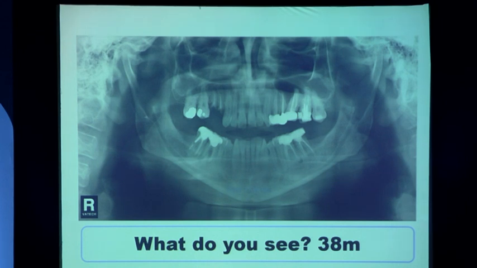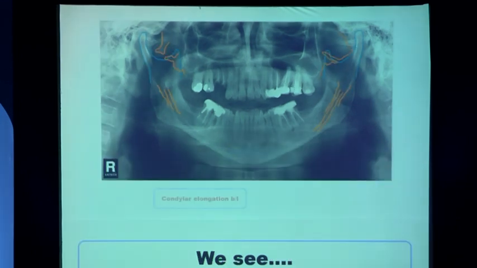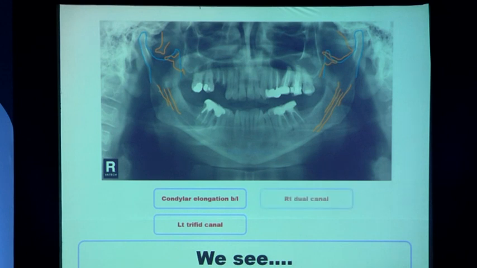Okay, 38-year-old male, asymptomatic, routine finding. What do we see? We saw the coronoids now. Focus on the condyles. How are the condyles? Pencil shaped, right? These pencil shaped condyles are most often seen in patients affected with osteoarthritis. Okay? And also, if you look at the nerve on the left side, this patient has a trifid canal, trifid nerve.